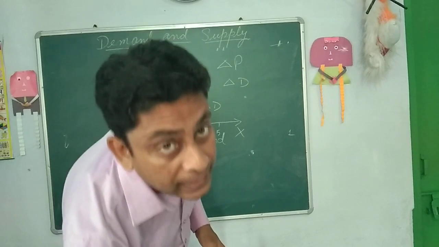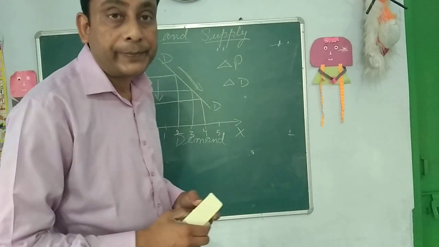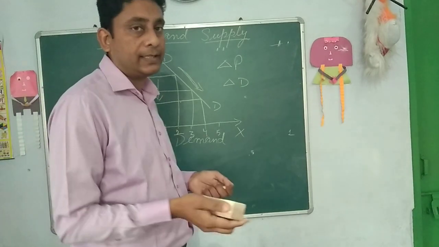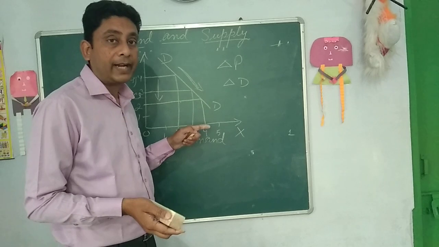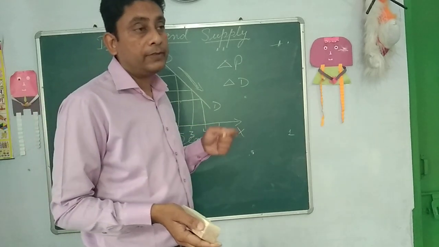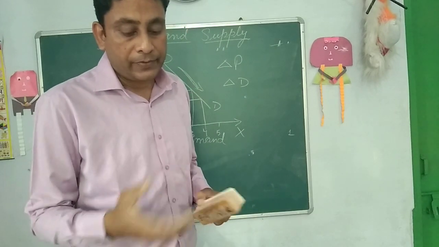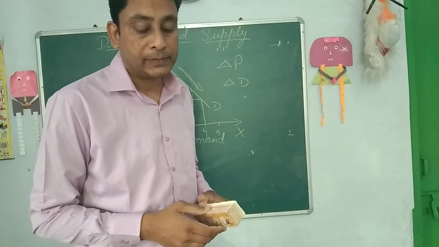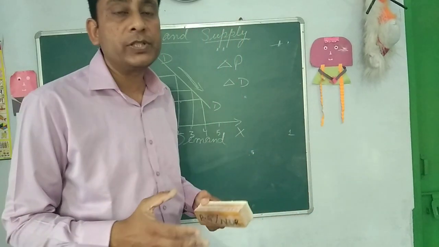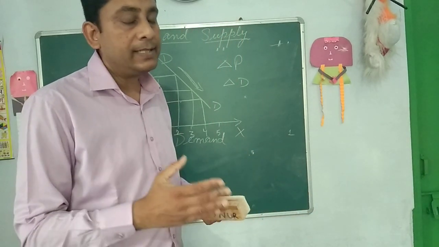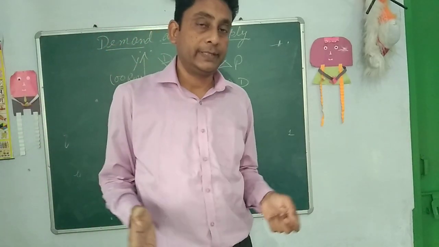Now we will take the factors determining individual demand. There are various factors; as we have discussed, price is a major factor. There are also other factors which determine demand. First factor is the consumer's income. Consumer income and quantity demanded are positively related. As the income of any individual increases, quantity also increases.